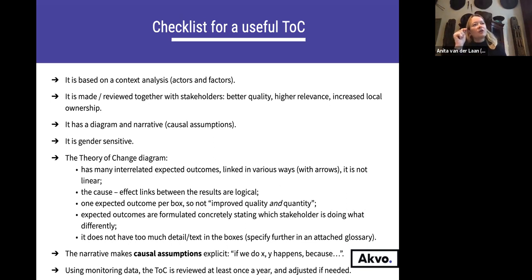And then if those outcomes are vague, like, vague, improved enabling environment, then it's hard to see what you need to do to make that happen and how you are going to monitor it. So I also look for concrete intended outcomes. Who is doing what differently?